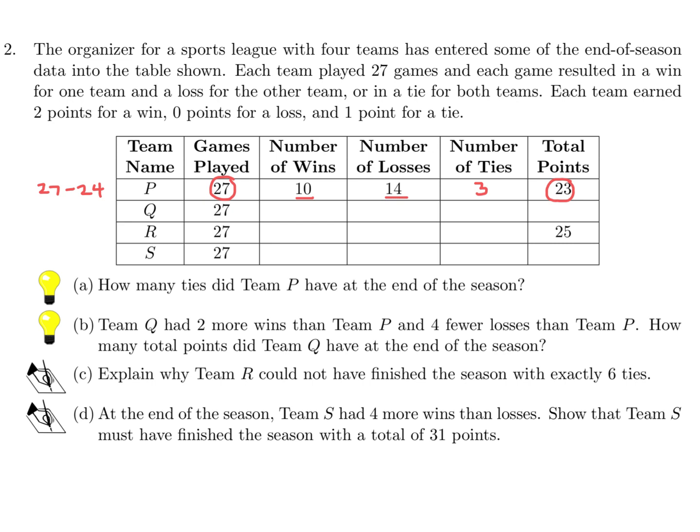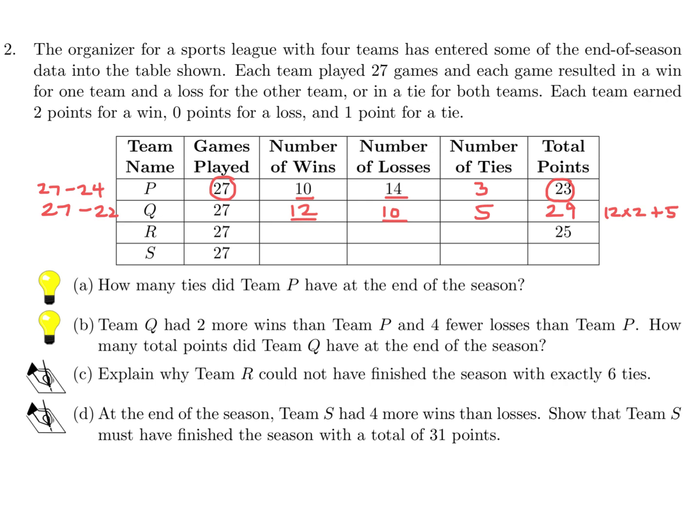Okay, so next one. Team Q had 2 more wins than Team P and 4 fewer losses. How many total points did Team Q have at the end of the season? Okay, so Team Q had 2 more wins than P, so this becomes a 12. And 4 fewer losses, so this becomes a 10. Correct? And then the number of ties would be 27 minus 22, right? That plus that is 22. So 27 minus 22 is 5. So for the number of points, you get 2 points for a win, and then you get 1 point for a tie. So that's going to be 24 plus 5, which is 29. So 29 points is the answer.